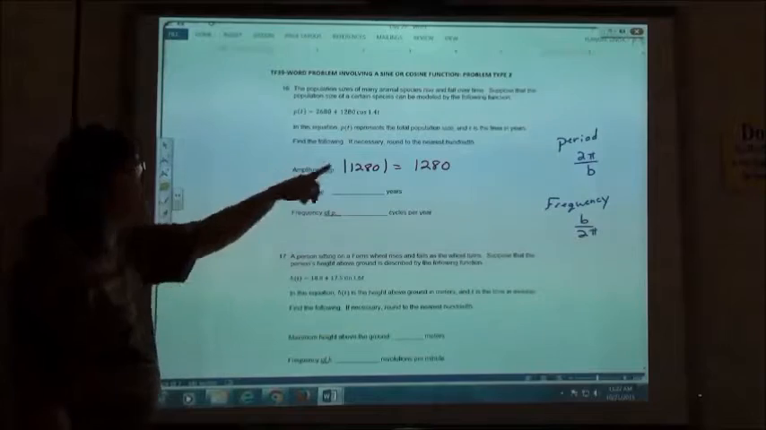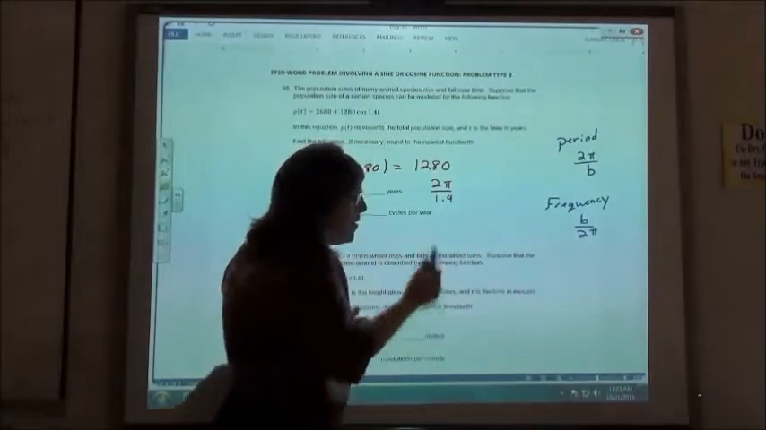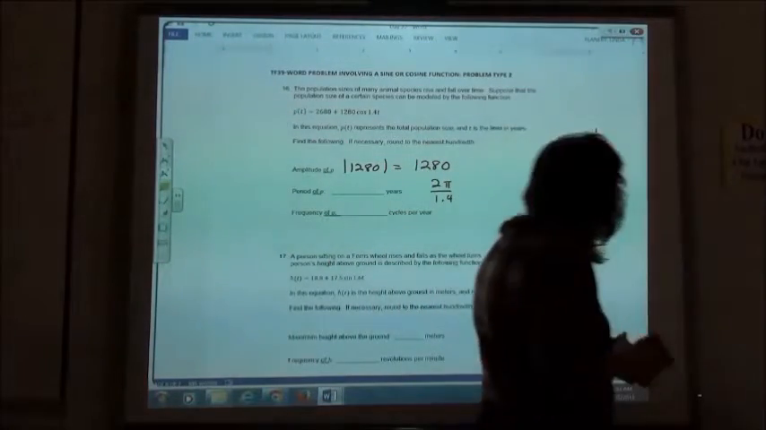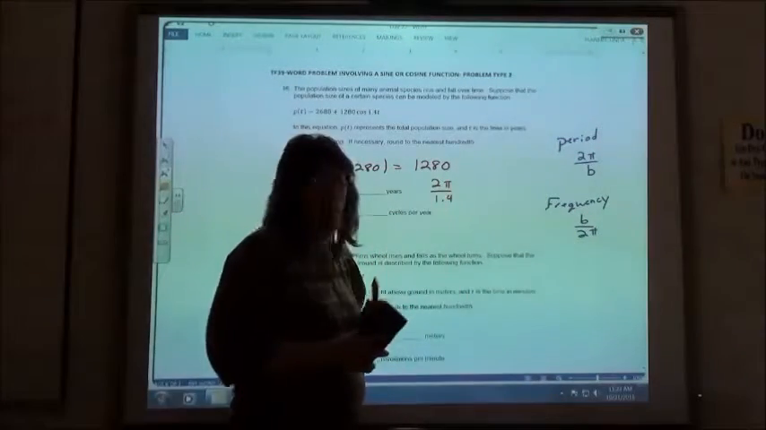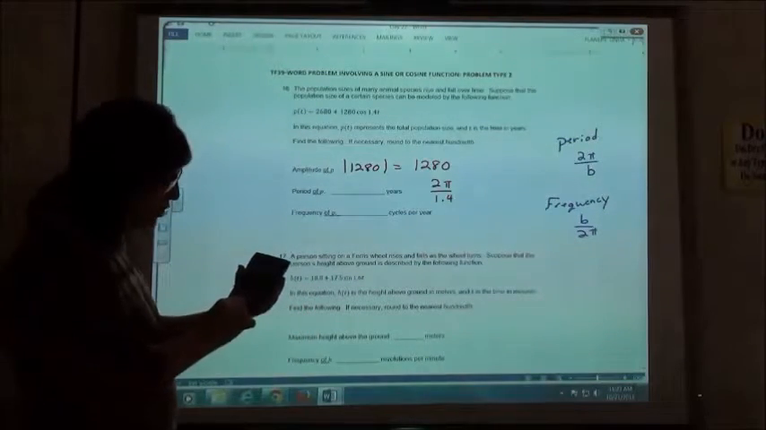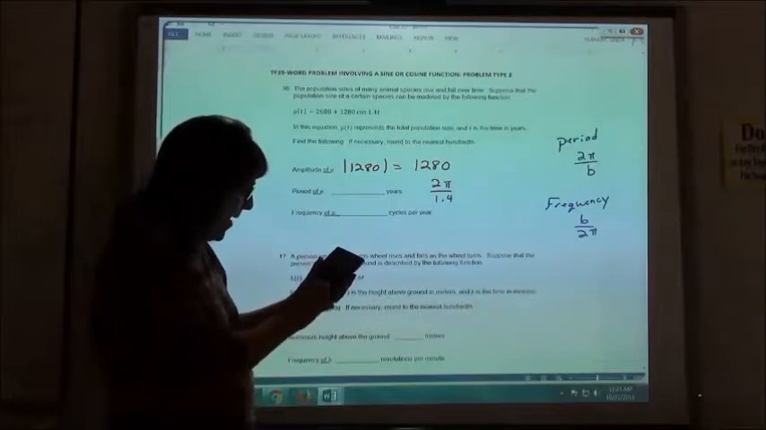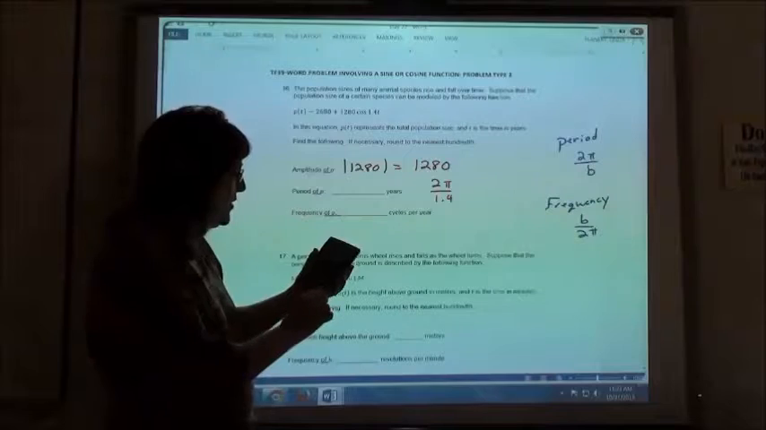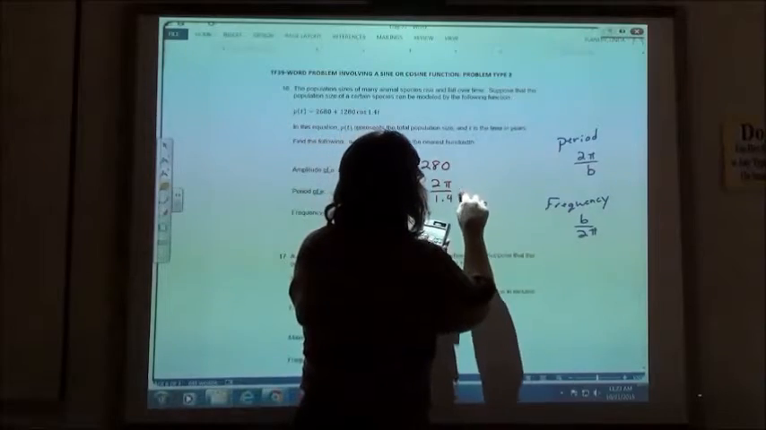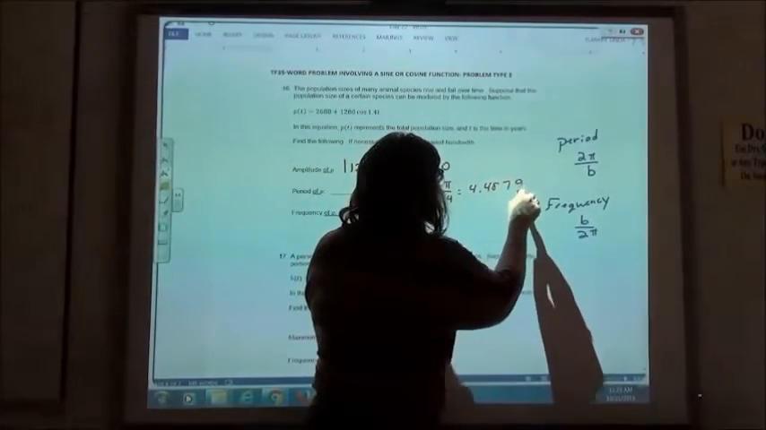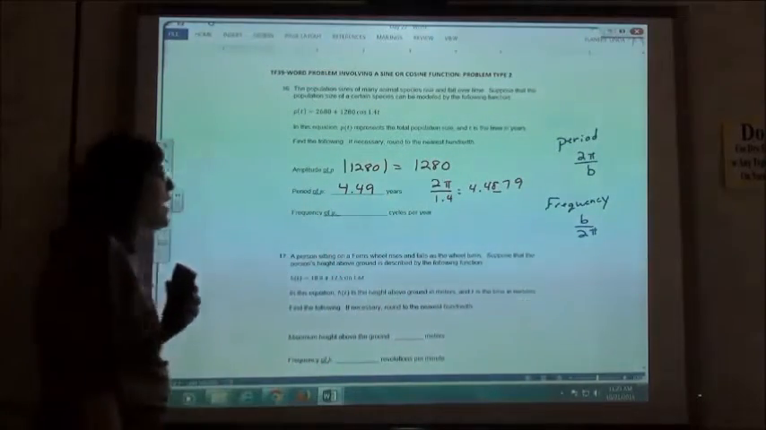My period again is still 2 pi over b, so if I take 2 pi and divide it by 1.4, I'm going to grab my calculator to find that because they want us to round to the nearest hundredth. For pi, you could use 3.14159, but I would recommend you just use the pi on your calculator. So 2 shift pi, so you see 2 pi divided by 1.4. Use the division instead of the fraction because you do want a decimal answer. And you end up with 4.4879. We're rounding to the nearest hundredth, so I would say 4.49 when I round that off.